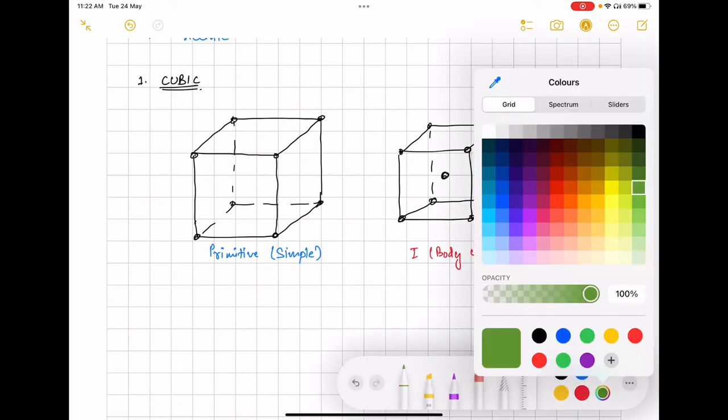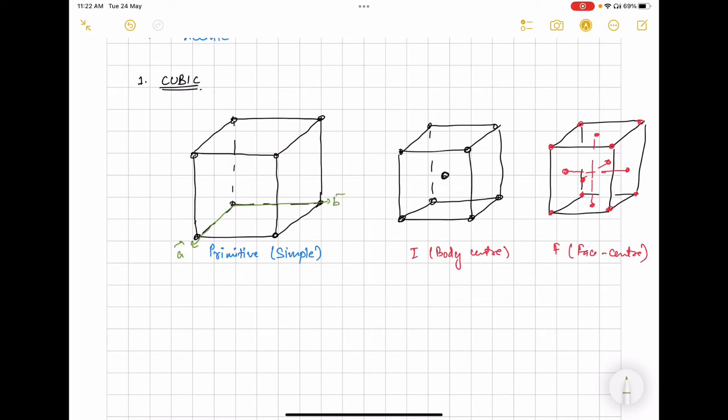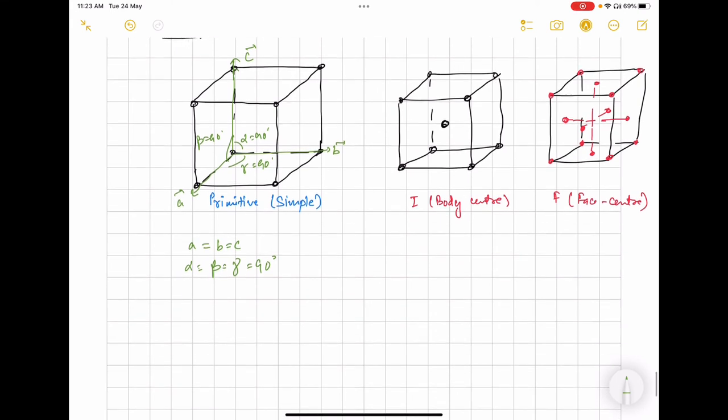Now the basis vectors for this cubic system are A vector, B vector, C vector, alpha equals 90, beta equals 90, and gamma equals 90. So the lattice parameters become A equals B equals C, and alpha equals beta equals gamma equals 90 degrees. Okay, and the characteristic symmetry of this is the presence of 4 3-fold axes of rotation.